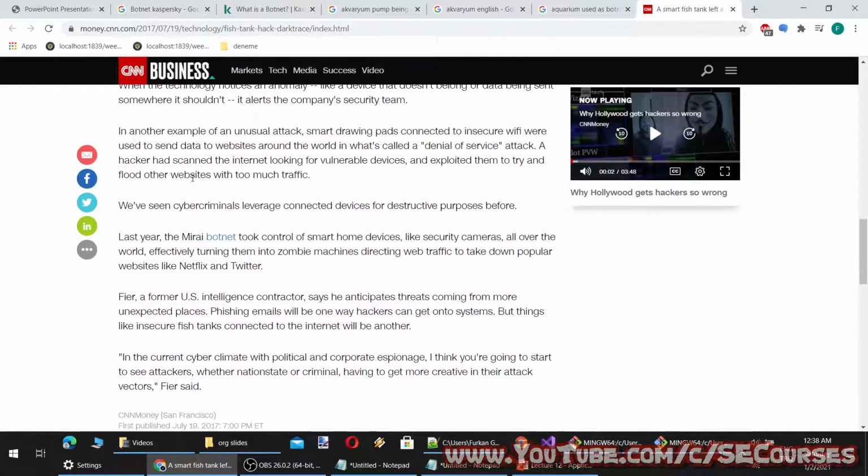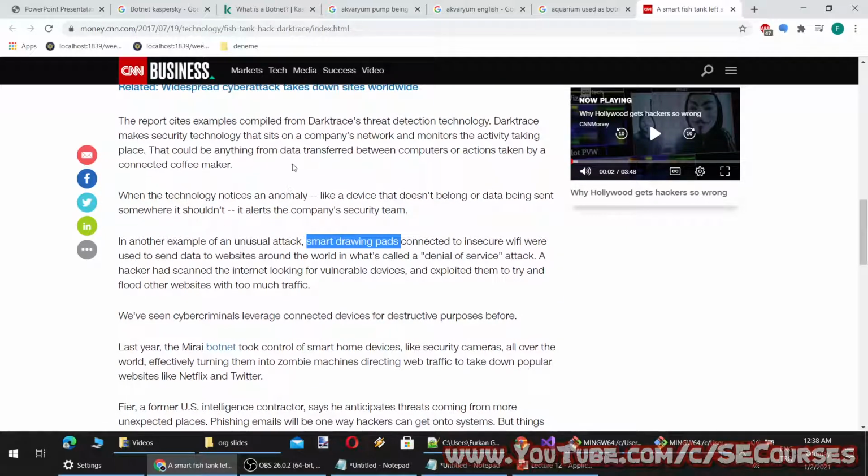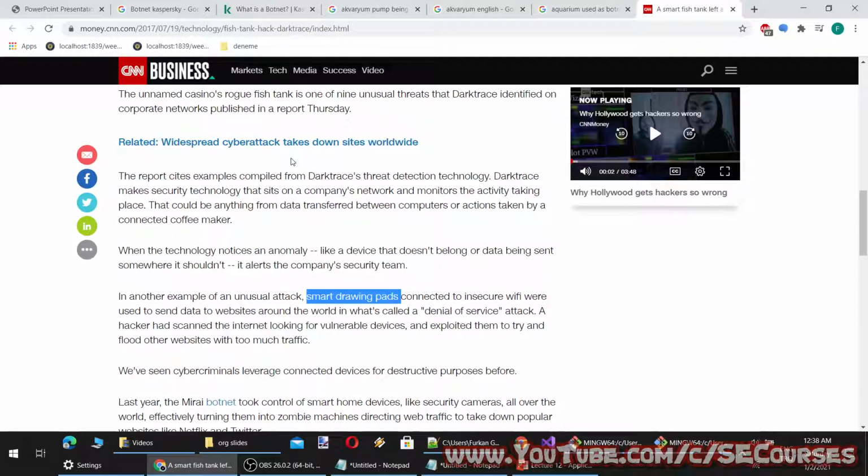Okay, you see, let's see what is being used in these attacks. For example, a fish tank, which you may never have expected, or drawing pads. You see, smart drawing pads connected to the internet, or anything that is connected to the internet can be used as a part of a botnet. So whenever you see a device is connected to the internet, you should consider that it may be used as a part of a botnet.